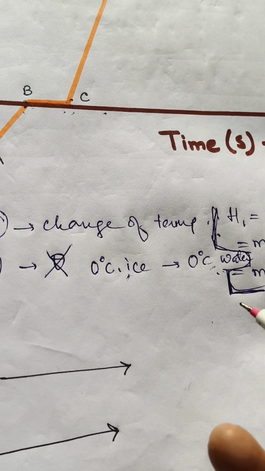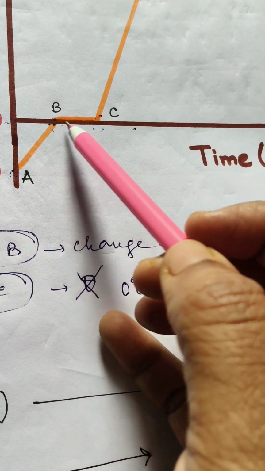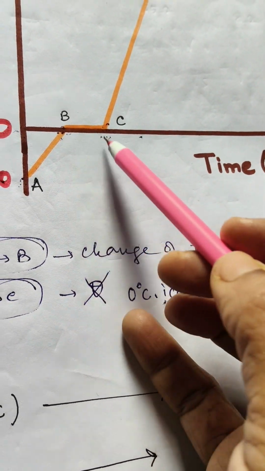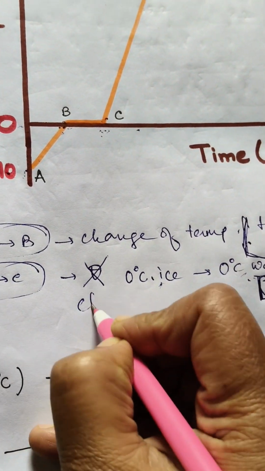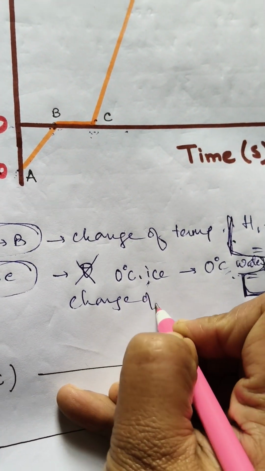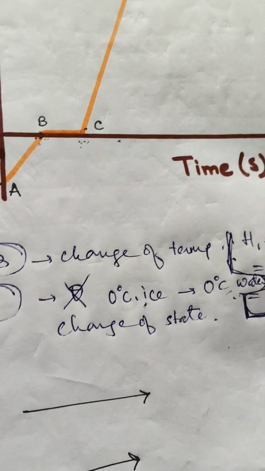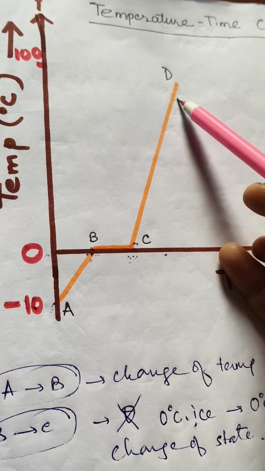So they commonly ask, what does this part BC signify? So BC part signifies what? It signifies change of state. Done? Then after this, you see C to D.